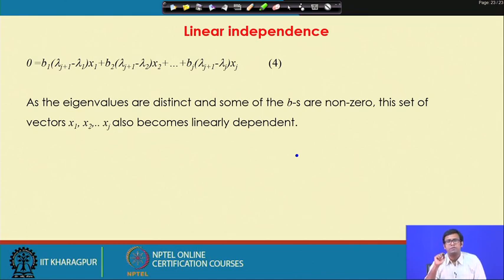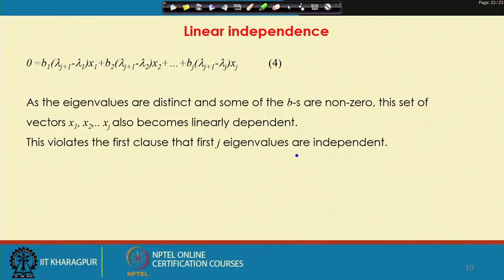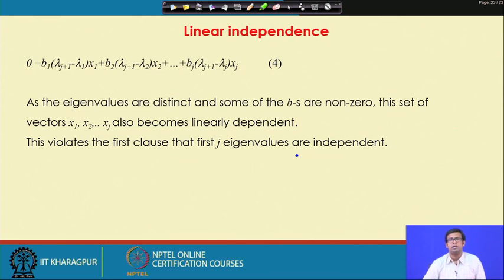Our initial condition was that the first few eigenvectors we assumed are linearly independent, and one eigenvector was linearly dependent on them. Now we are seeing that if one eigenvector is linearly dependent on the previous eigenvectors, the previous set of eigenvectors also becomes linearly dependent. We can start with the first two vectors, which should be linearly independent, and then go to the third vector, which has to be linearly independent of the previous two, otherwise the first two vectors will be linearly dependent. So, the first clause is violated: the first j eigenvectors are independent, and if we also assume that the j plus 1th eigenvector is linearly dependent on the first j eigenvectors, they are contradicting. So, this is violating the first clause.